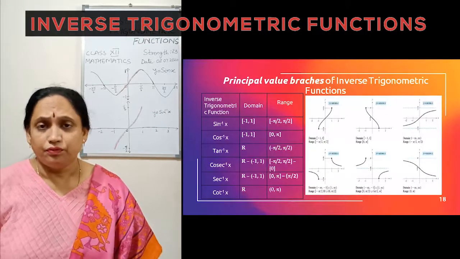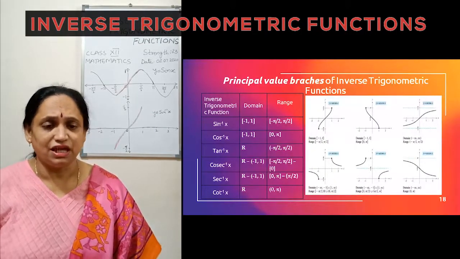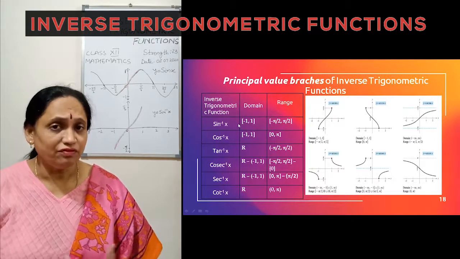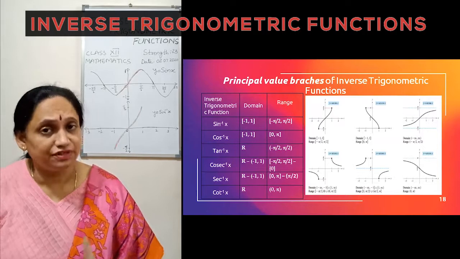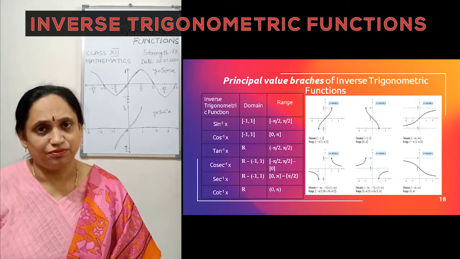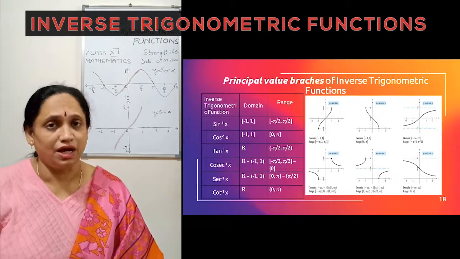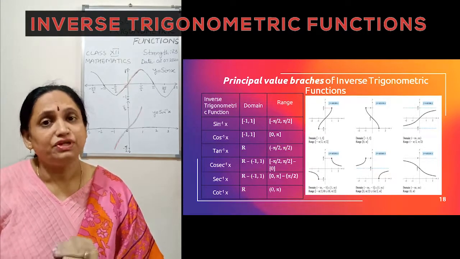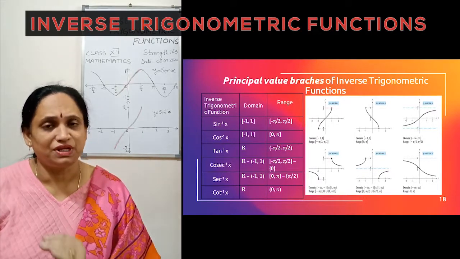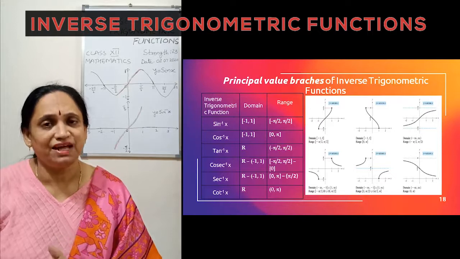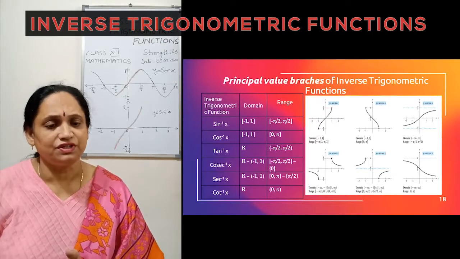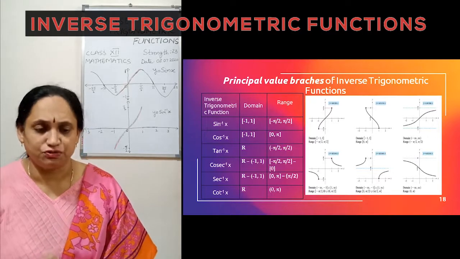So, what we had studied till now, that is sine inverse, the domain for the sine inverse function is the closed interval minus 1 to plus 1 and the range is minus pi by 2 to plus pi by 2. So this particular branch is called the principal value branch. The branch minus pi by 2 to plus pi by 2 becomes the principal value branch for the sine inverse function. Similarly, for the cos inverse function, the principal value branch is 0 to pi.